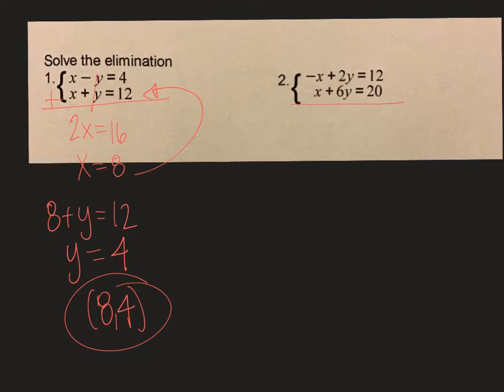Okay, so since our x's are already the same number, just opposite signs, we're going to add those equations together. Negative x plus x is 0. 2y plus 6y is 8y. 12 plus 20 is 32. So I'm going to divide by 8. 32 divided by 8 leaves me with 4 for y. It doesn't matter which one we plug into. I'm just going to plug into the first one this time, just to make things a little bit different. So I'm plugging that 4 in for y.